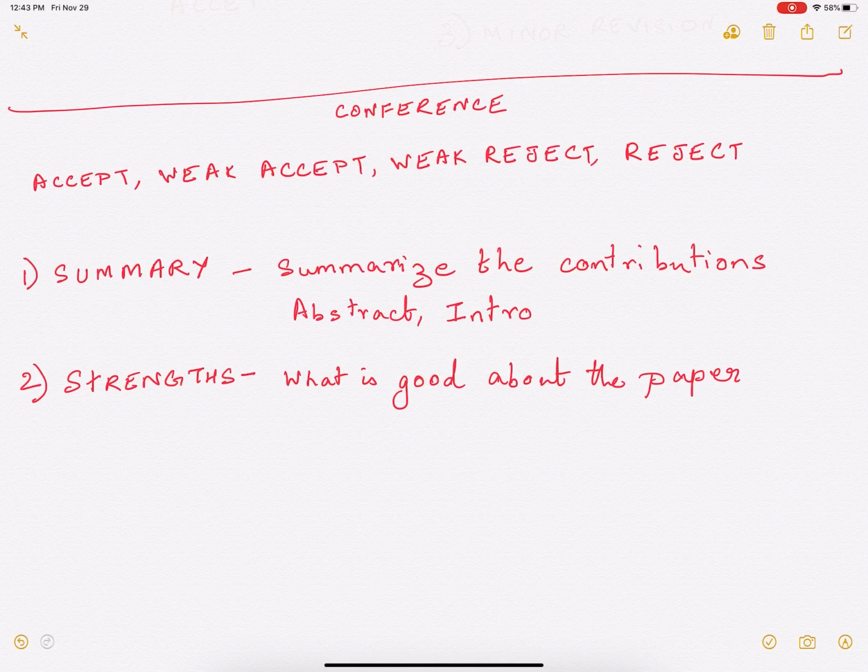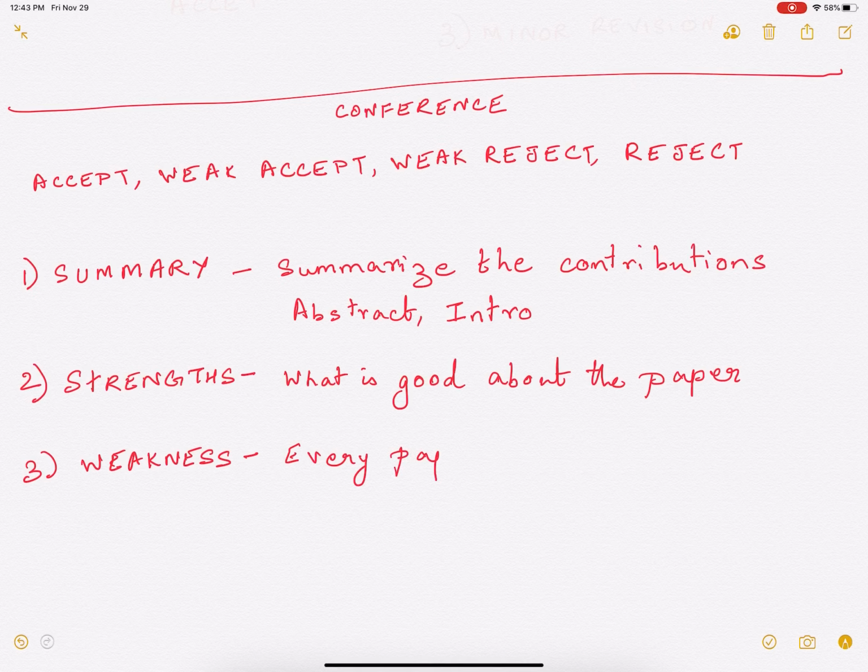Now, after you have highlighted the strengths, usually you should talk about the weaknesses of the paper. Sometimes when you are reviewing for the first time, it is hard to find weaknesses in a paper that has been submitted because you get intimidated by the amount of technical detail that is there in the paper. But every paper has weaknesses. Okay, this is something that you should keep in mind.